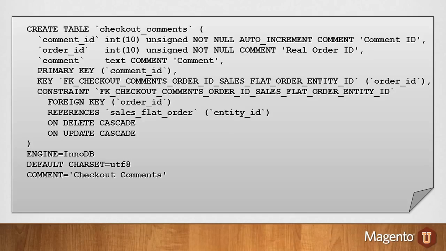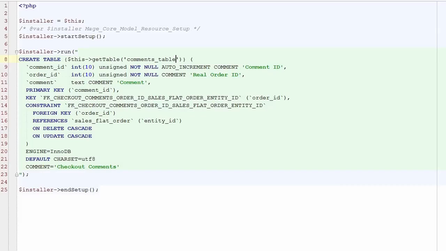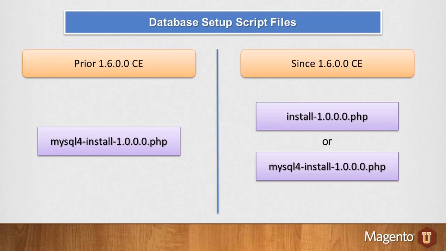The code will create this table. Here you can see the output of the showCreateTable command for our checkout comments table. In Magento versions prior to 1600, you might see that new tables were created in a manner like this. But this approach will work only on a MySQL database, and that is the reason why setup script files were prefixed with MySQL4 like this: MySQL4 install 100.php. Now we recommend that you use a new approach, available since the 1600 version of CE.